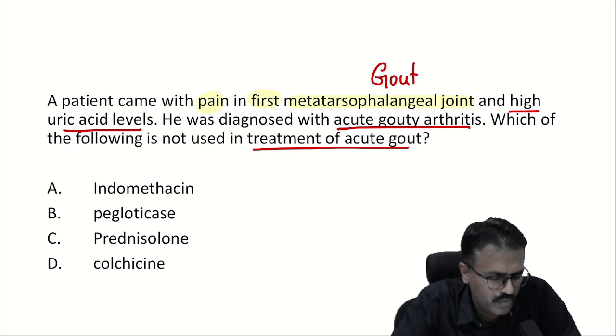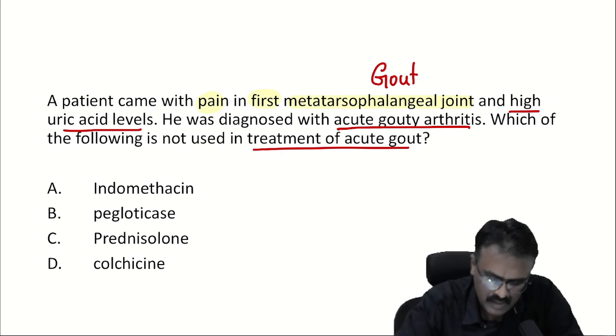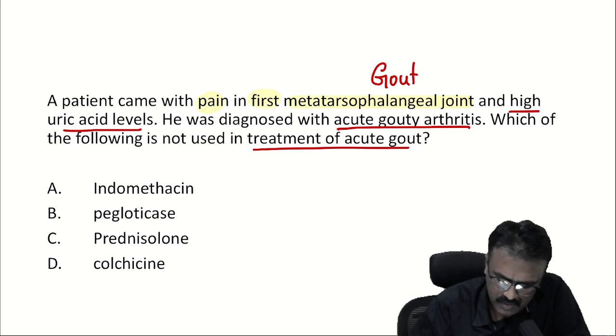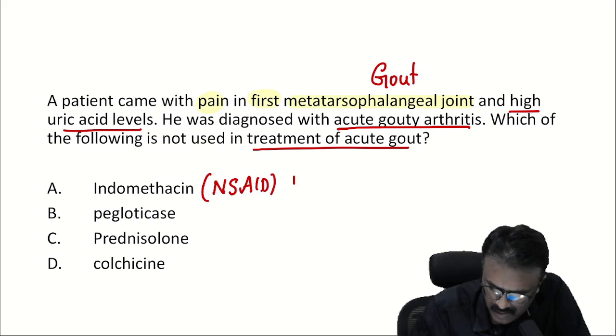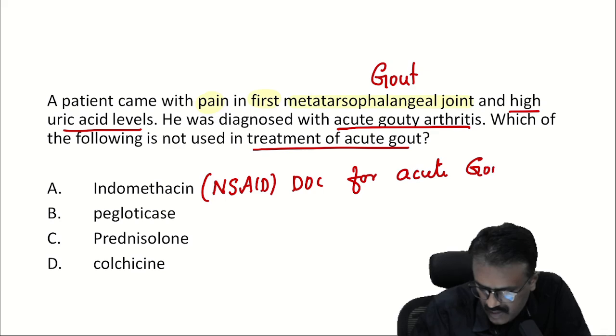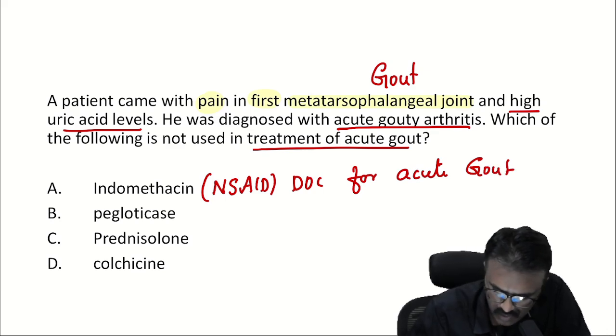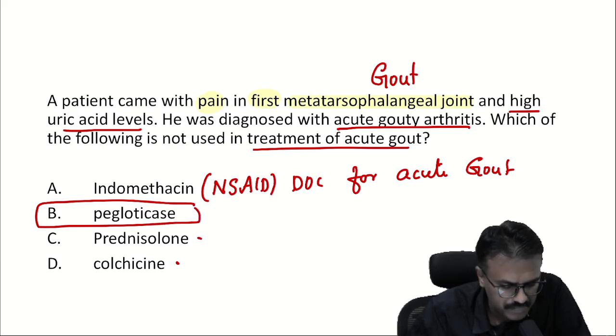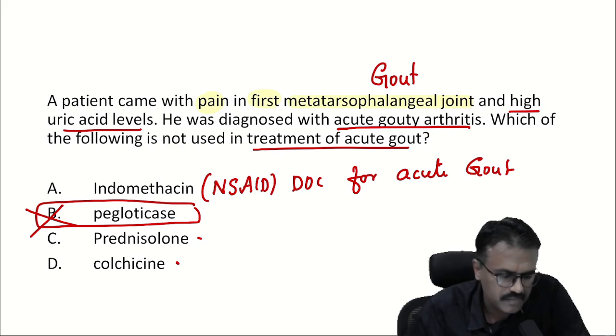Lakshman, if you are going for a long trip like sea sickness, then we apply a patch. So what is not used for acute gout? Remember, indomethacin is an NSAID. It is the drug of choice for acute gout. So we use the drug in acute gout. Prednisolone is also used in acute gout. Colchicine is also used. What is not used is pegloticase. So pegloticase is not for acute gout, it is for chronic gout. So the answer is B.